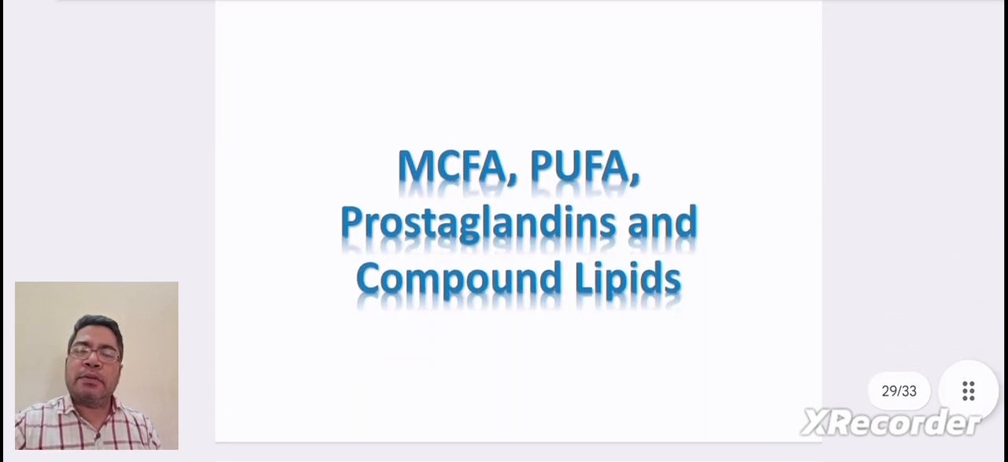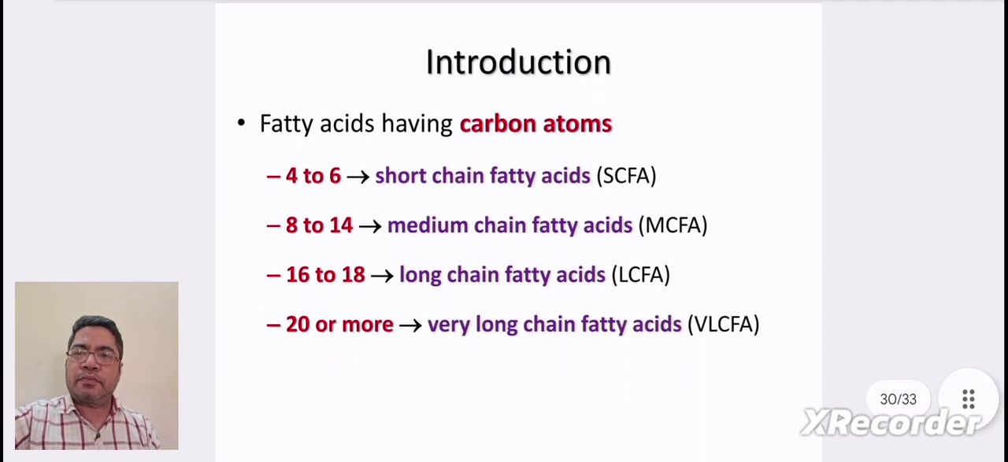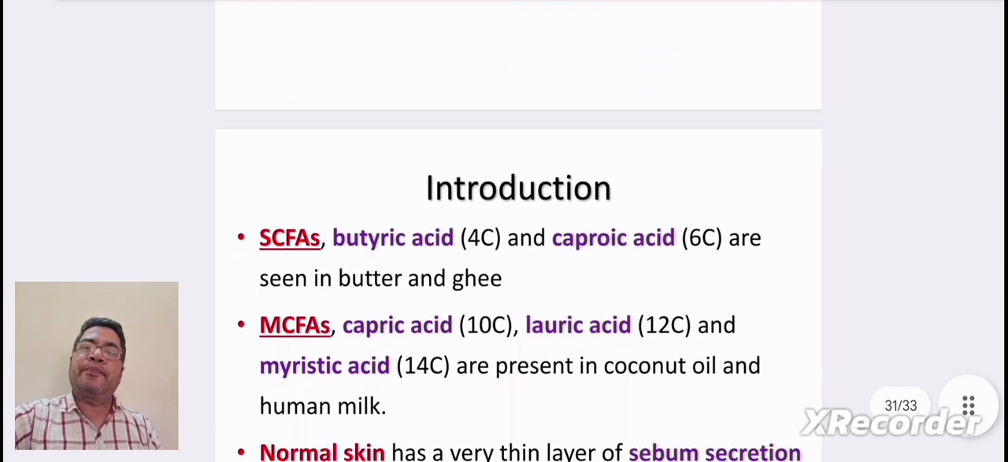Next, coming to the next chapter, medium chain fatty acids, polyunsaturated fatty acids, prostaglandins and compound lipids. Coming to introduction, fatty acids having carbon atoms 4 to 6 are called short chain fatty acids, 8 to 14 are called medium chain fatty acids, 16 to 18 are called long chain fatty acids, and 20 or more are called very long chain fatty acids.